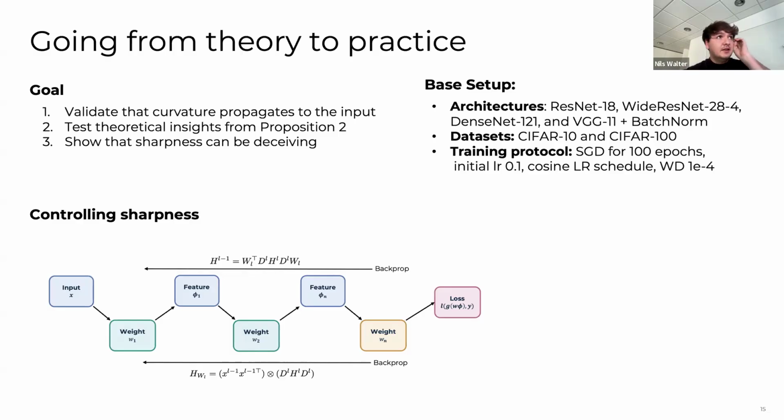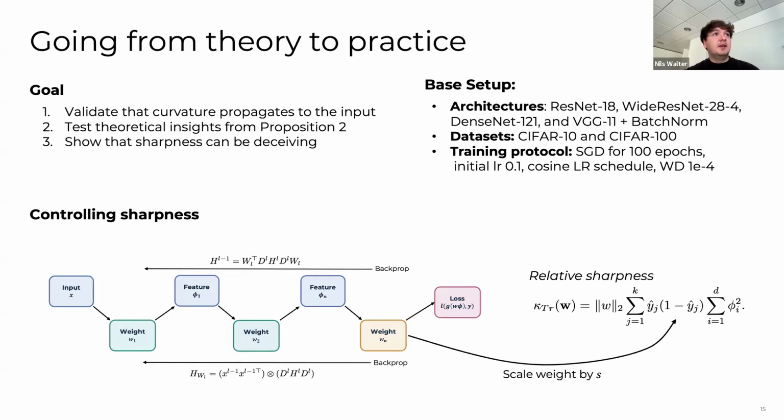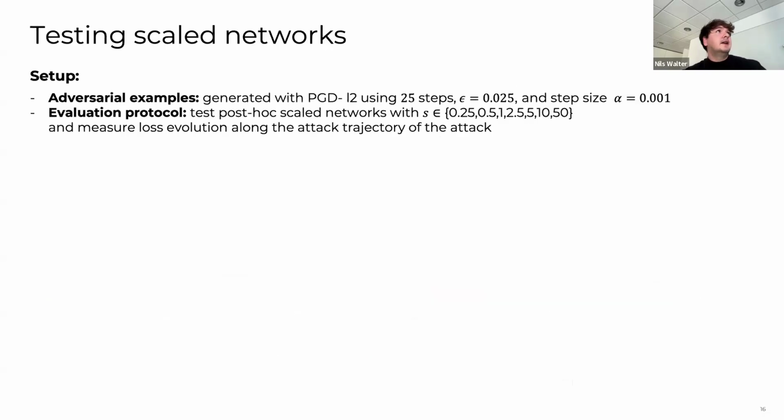But looking at the theory, we can basically just scale the last layer weight, because this confidence term is going to pull this to zero very quickly, and then we can control very nicely how the sharpness of the whole network changes. And we have the advantage that the feature extractor is the same for all the comparisons that we do. Okay, then here we now test these scaled networks.